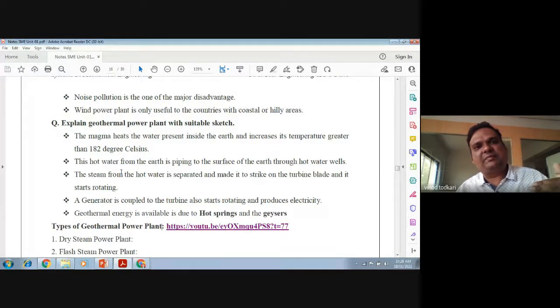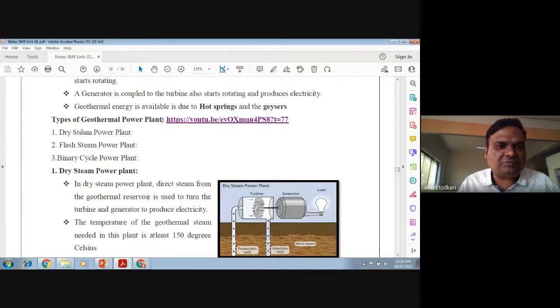Now see, steam is given to the steam turbine, dry steam, and that dry steam drives the steam turbine, due to which there is conversion of heat energy into mechanical energy. And see, that turbine is coupled with a generator which converts that mechanical energy into electrical energy. Now see, there are 3 types of geothermal power plant: dry steam power plant, flash steam power plant, and binary cycle power plant. We'll see one by one.